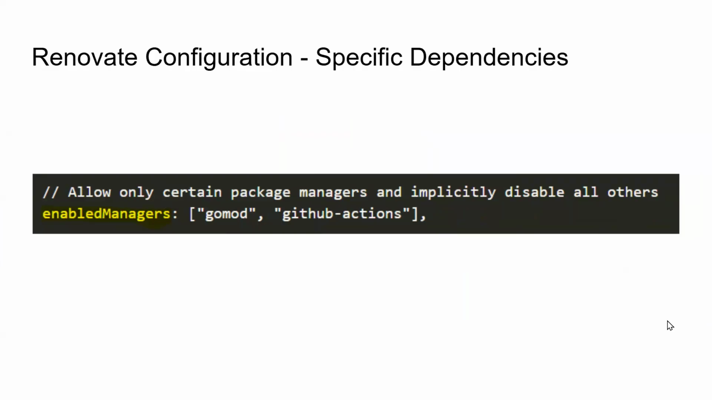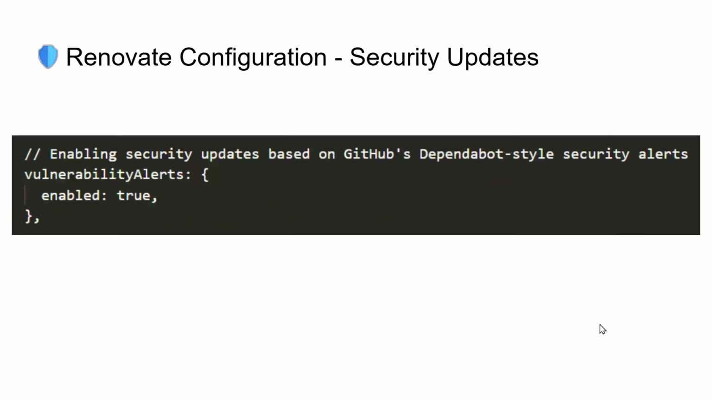We only needed to allow some packages to be updated. This can be done using the global parameter called enabled managers, and we can list all these package managers and use them inside the package rules afterwards. As for the security updates, Renovate comes with a parameter called vulnerability alerts. When you enable it with true, it will scan the branches that are listed in the base branches and open PRs for all of these branches whenever there is a security update.